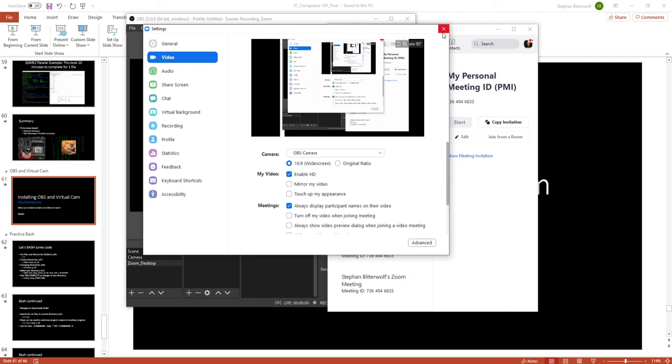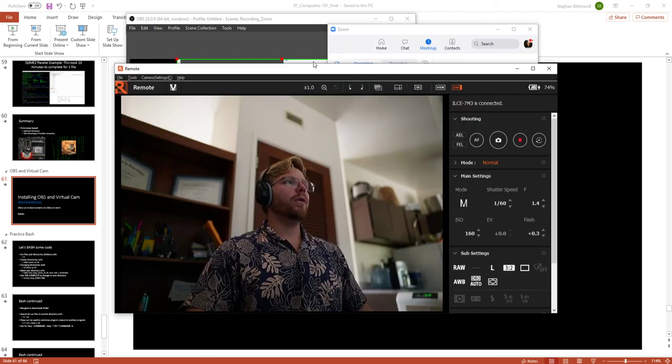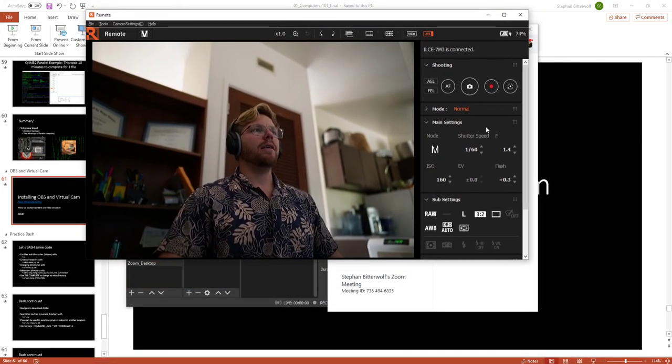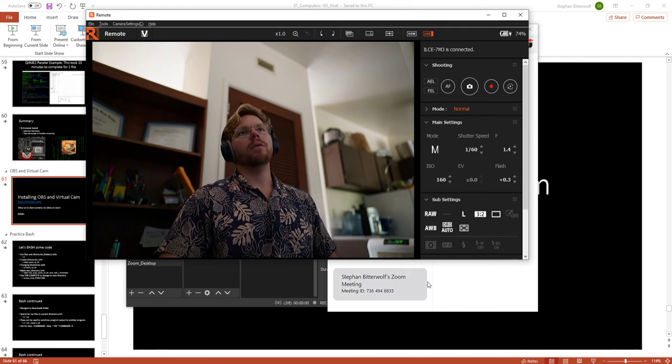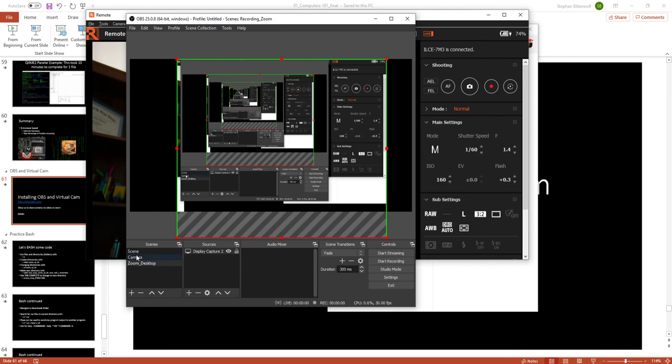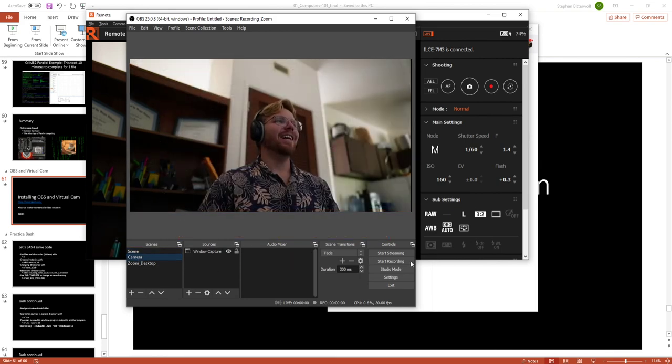I found it really useful for me because I have a camera where I do all of my work. So I bought an expensive camera for photography. This is it here. And instead of buying a new webcam to show you my face, I am doing a window capture on this camera to show you essentially what the output of the camera is. So I'm saving some money. So that's how you'd switch between those things.